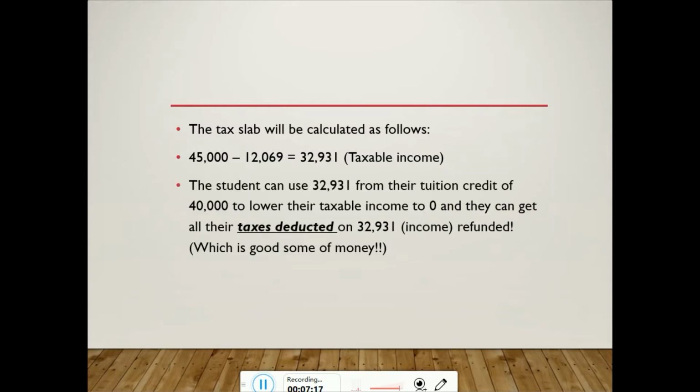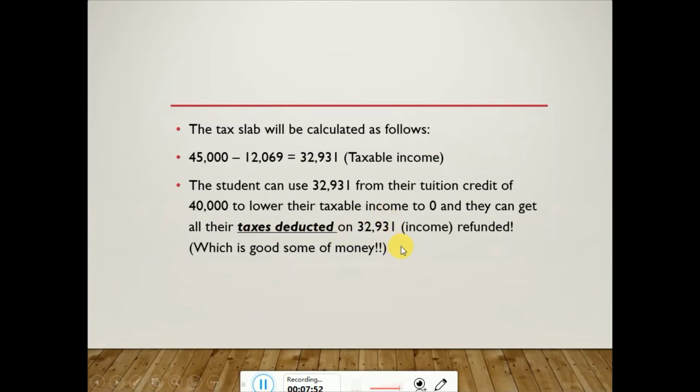Now the tuition credits work as a charm here. So the student can use 32,931 from their tuition credit of 40,000 to lower their taxable income to 0, and they can get all their taxes deducted on 32,931 refunded, which is a good sum of money. So again, you won't get your $32,931 back. The main emphasis here is on the taxes deducted on 32,000.